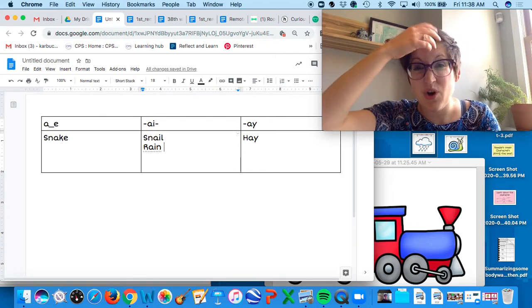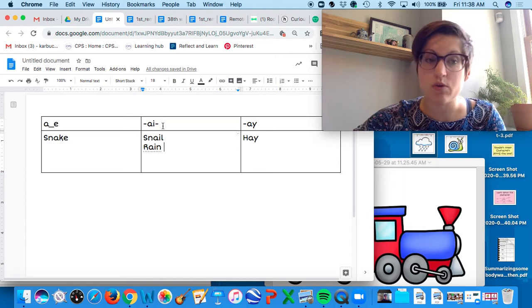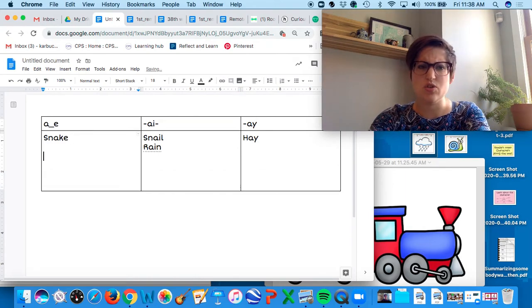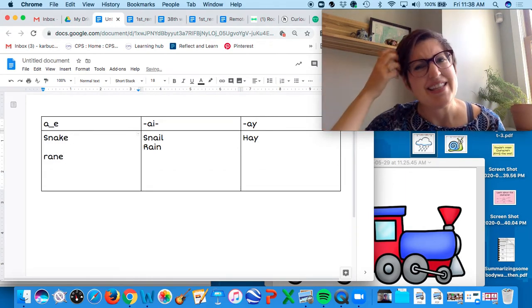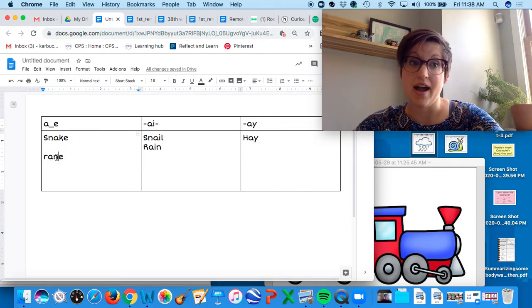Now, if we didn't know which one it was, we could use the strategy of asking ourselves what would look right. So if I tried to do R-A-N-E and look at that, that does not look right to my eyes. I definitely think the AI looks better.